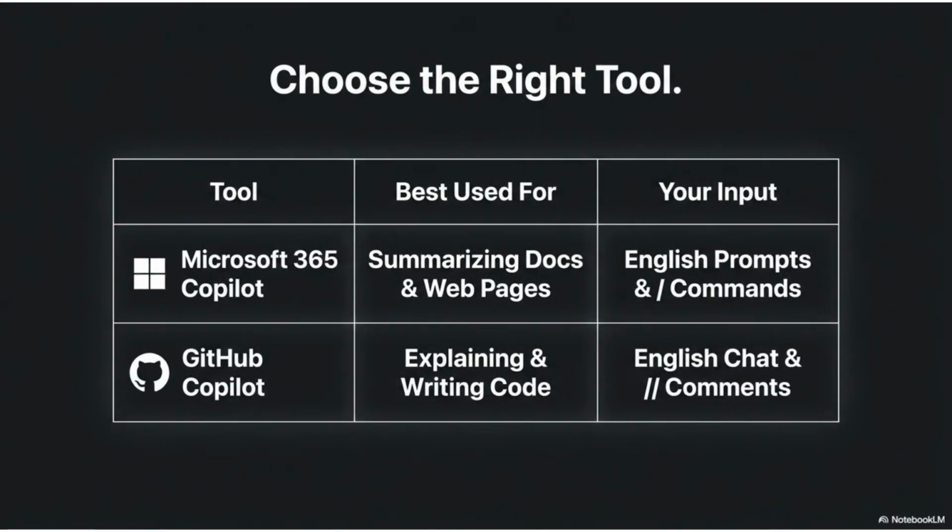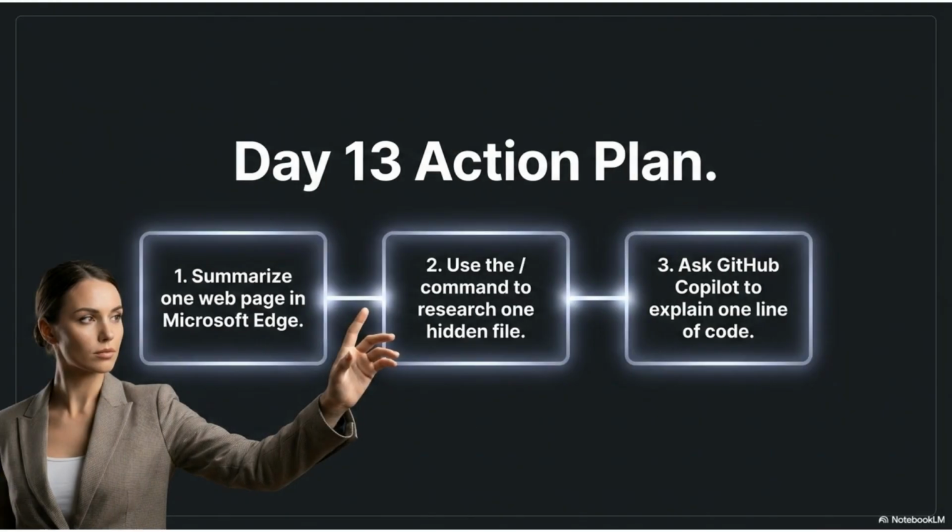Remember to choose the right tool for the job. Use Microsoft 365 Copilot for documents and web pages, and reserve GitHub Copilot specifically for tasks involving code. For your Day 13 action plan, try summarizing a web page in Edge, use the / command to search a file, and ask GitHub Copilot to explain a line of code.